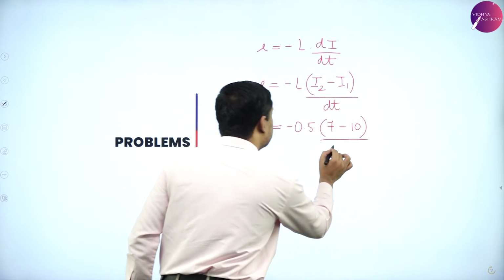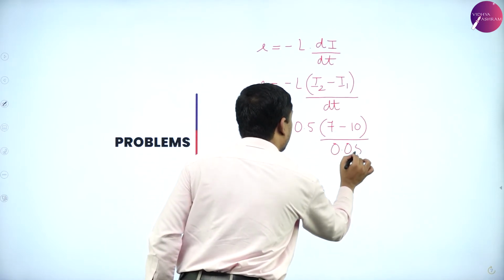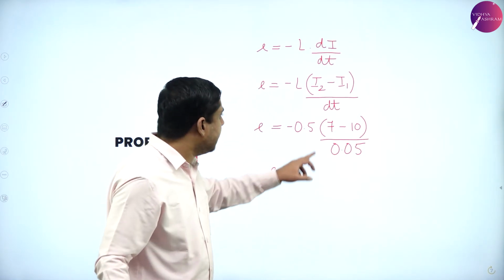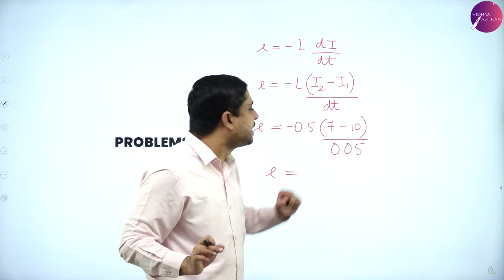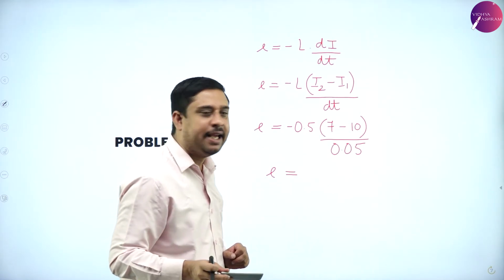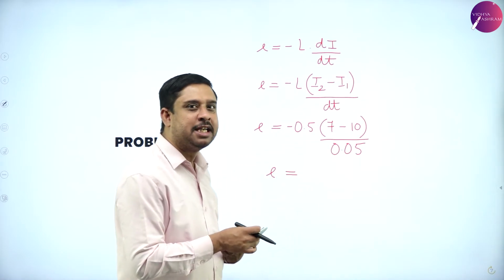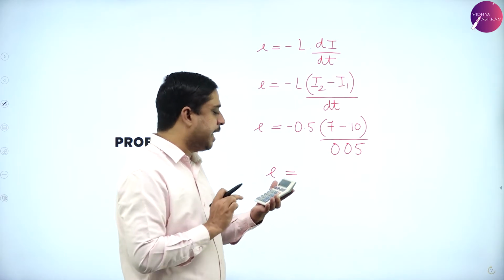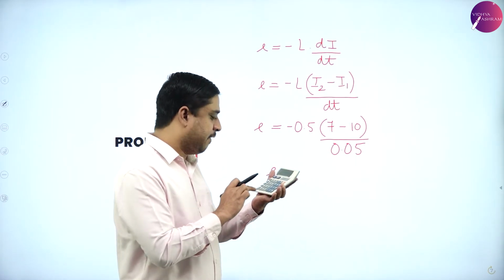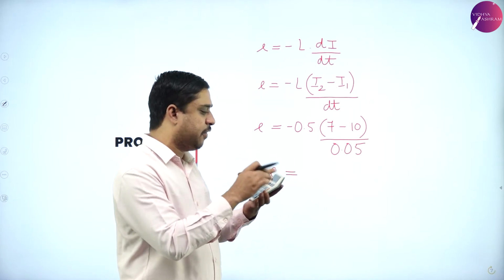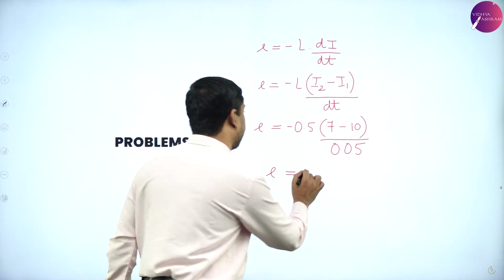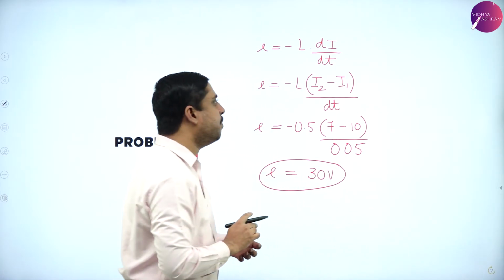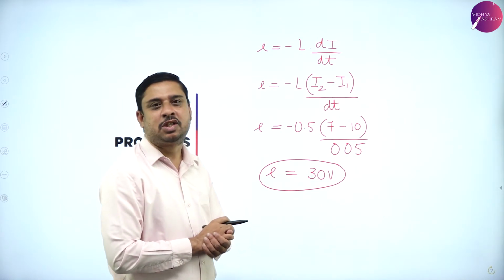which is 0.05. So E equals minus 0.5 into (7 minus 10), that is minus 3. Minus into minus becomes plus, so 0.5 into 3 is 1.5 divided by 0.05. The answer is 30 volts. So in this case, the EMF induced is 30 volts.